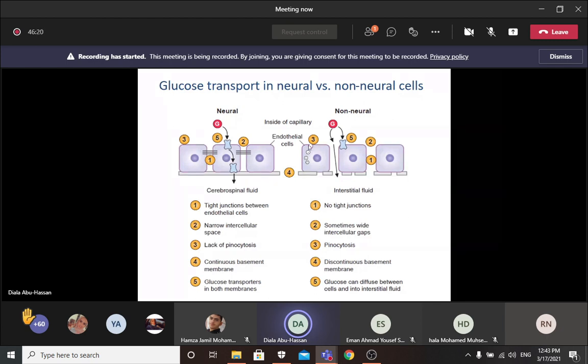Whereas in non-neural tissues, as you can see in here, the distances are larger between cells. There are no tight junctions, as we've seen there. The basement membrane is non-continuous, so this would allow the movement of glucose through different ways, either between the cells, diffusion, between the cells, or through the transporters, as you can see in here. So they can move more easily than in the neural tissues or neural cells. Pinocytosis is also active, as you can see in here.